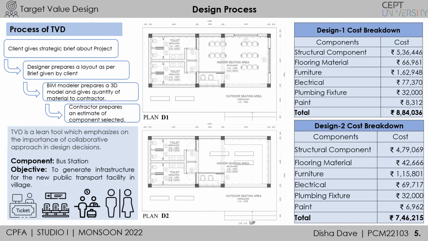So major four spaces were to be designed: the ticket counter, the waiting areas, the help desk, and the toilet area. In the process of D1, the cost identified was 8 lakh 84,000, and further there were several modifications which were done in the design 2 process, and I will discuss that in the further slide.